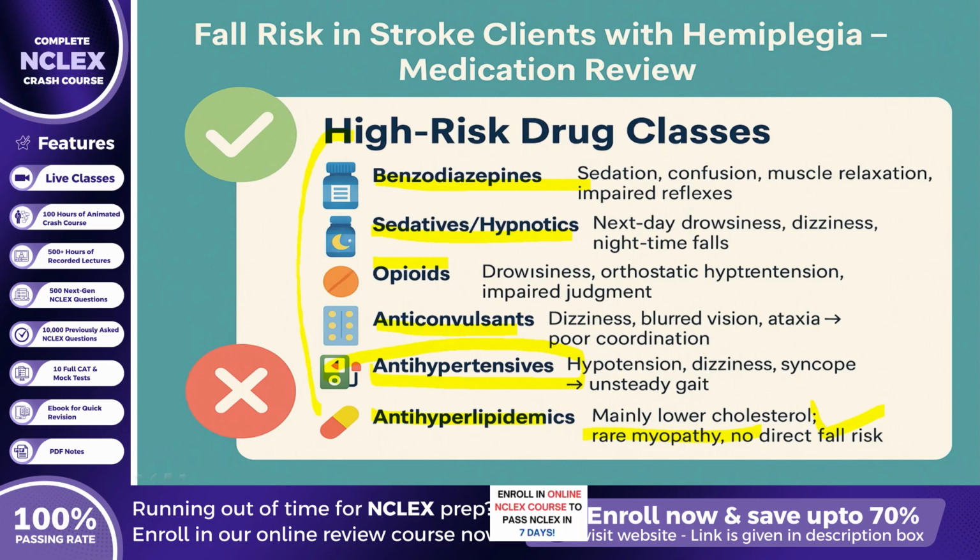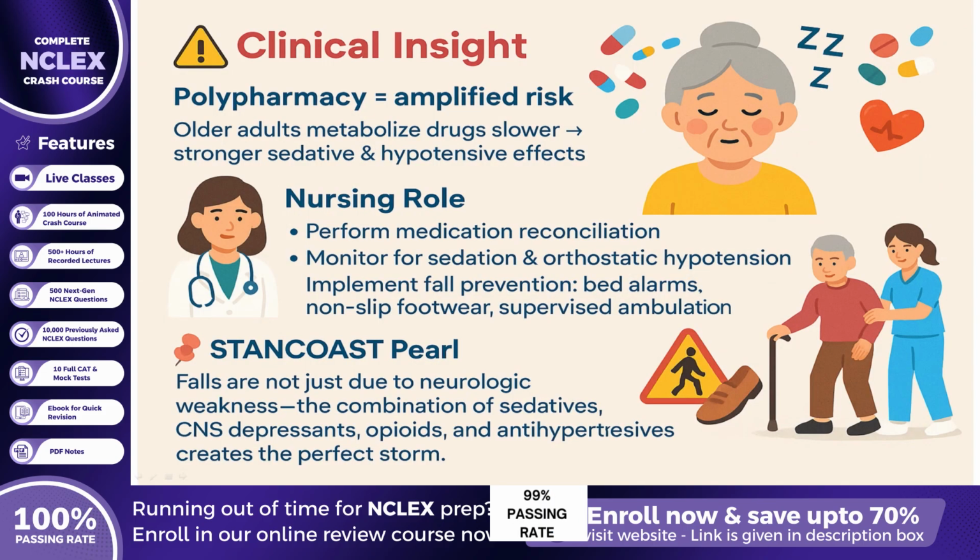From a clinical perspective, the key takeaway is that polypharmacy amplifies the danger. When sedatives, anticonvulsants, opioids, and antihypertensives are given together, their combined effects create an even higher fall risk. Older adults are especially vulnerable because they metabolize drugs more slowly, intensifying side effects like sedation or hypotension.